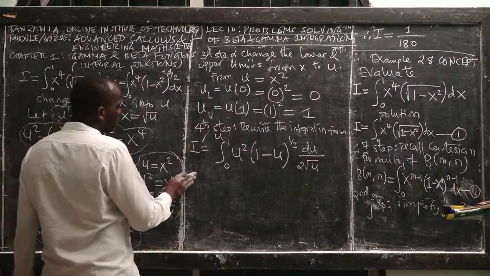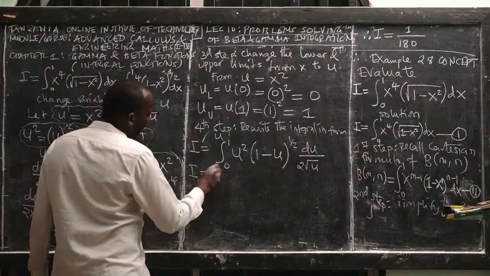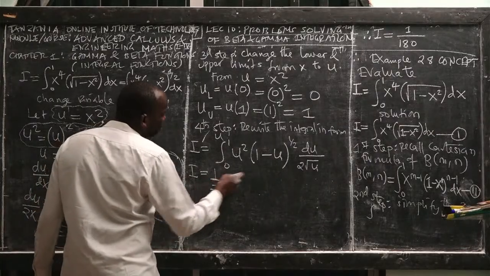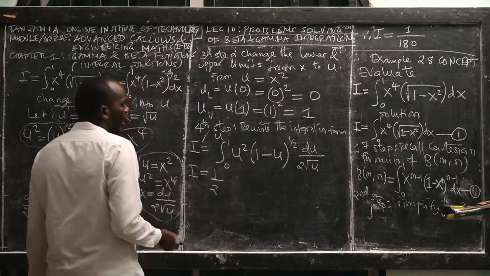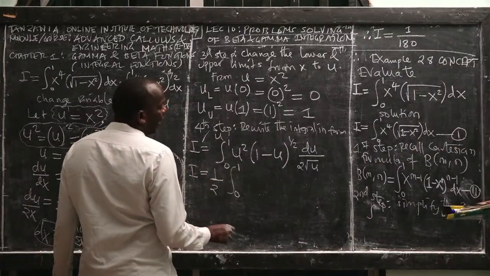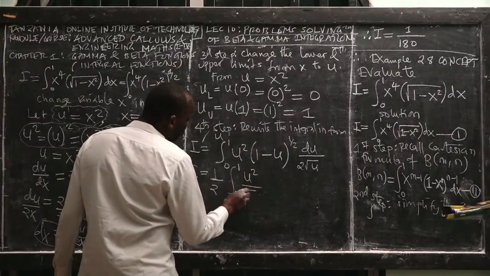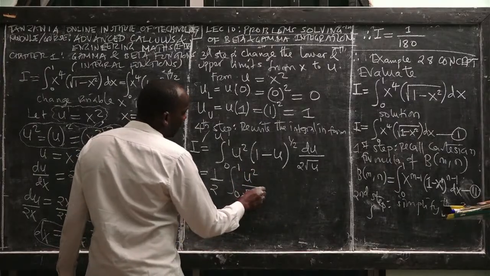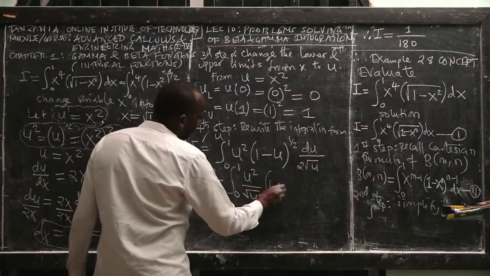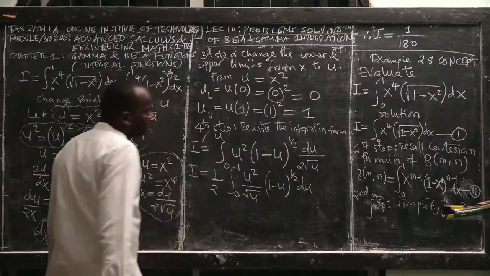So let us keep on simplifying. I is equal to a half. We take out this half because it is a constant. A half, then integral from 0 to 1. Then what do we have? We have u square over under root of u. Then you have 1 minus u power a half. Keep on simplifying.